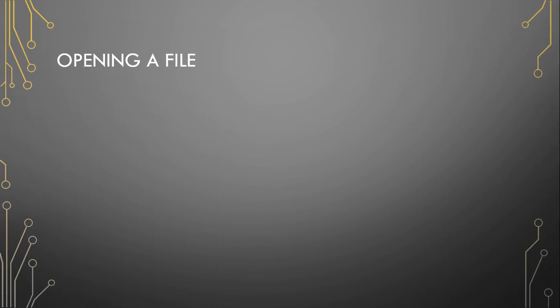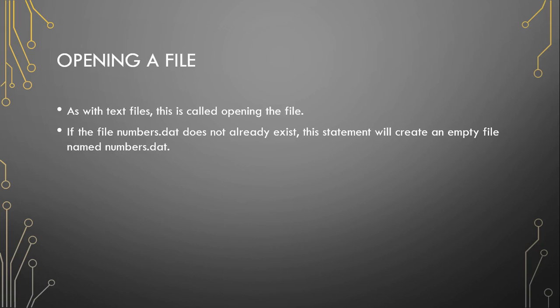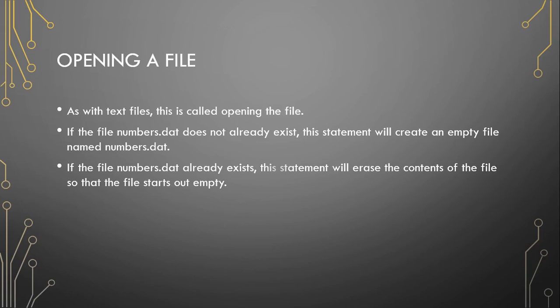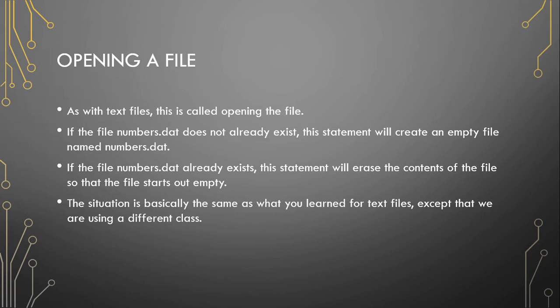All right, now let's actually look at how to open a file. As with text files, it's simply called opening the file. Nothing really has changed there. The only difference is that it's a binary file instead of a text file. If the numbers.dat file does not exist, this statement simply is going to create an empty file called numbers.dat. If the file numbers.dat already exists, the statement will erase the contents of the file, so the file will start out empty. The situation is basically the same as what you learned for text files, except that we are using a different class. So you'll see a lot of similarities as we start moving into this.